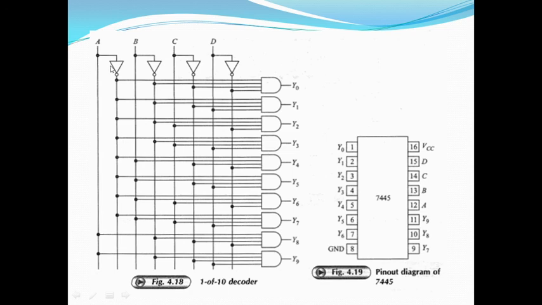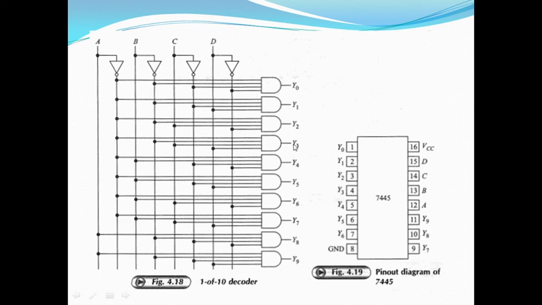If A is equal to 0, that means A bar is going to be high. B is equal to 0, B bar is going to be high. C is equal to 1 and D is equal to 1. So these are the 4 inputs connected to this AND gate. So all 4 inputs of this AND gate are going to be high. So the output of this AND gate, Y3, is going to be high.